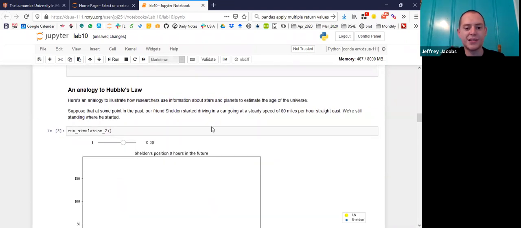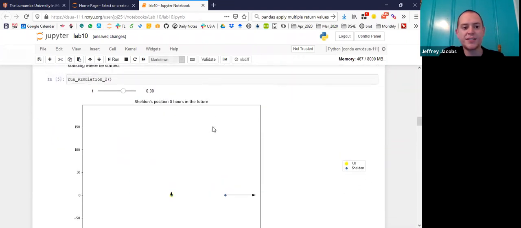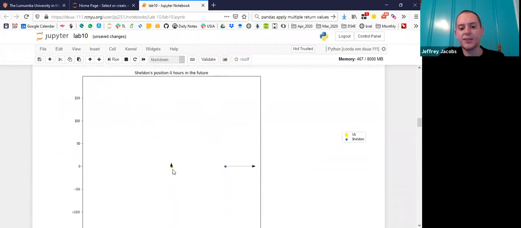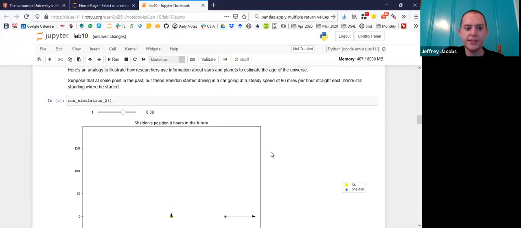An analogy to Hubble's law. So now we say, okay, at some point in the past, our friend Sheldon started driving a car going 60 miles per hour straight east. And Sheldon was going 60 miles an hour the entire time. Sheldon started right here where we're standing and we haven't moved. And Sheldon has been driving at a constant 60 miles an hour away from us, right?